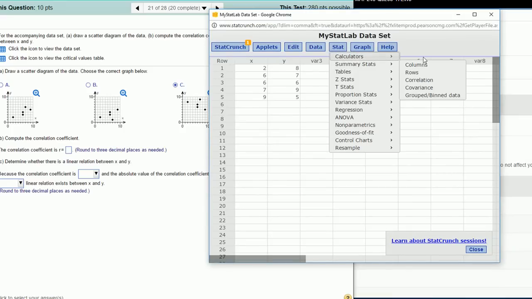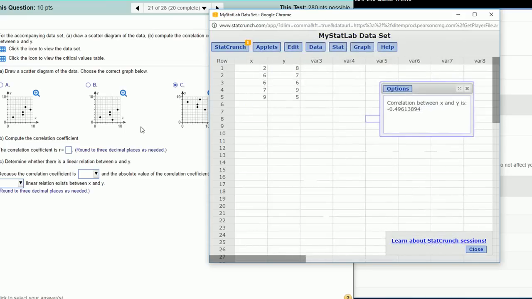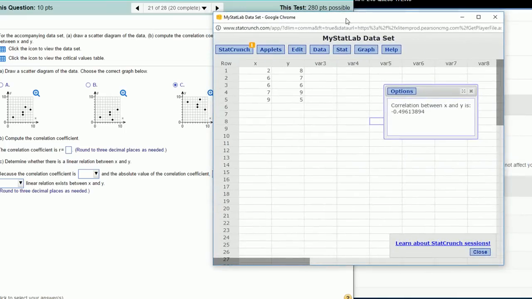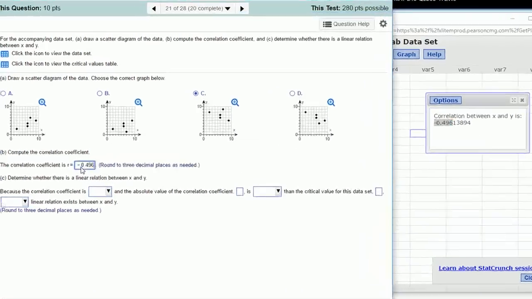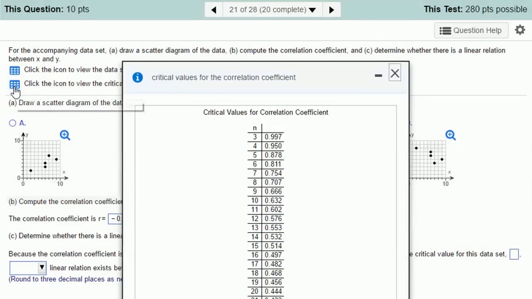Summary stats, correlation. Select both of these, and I just click compute. My correlation is negative 0.496, to 3 decimal places. So is there a linear relationship between x and y? That's a pretty weak correlation, but let's look at the critical value table.